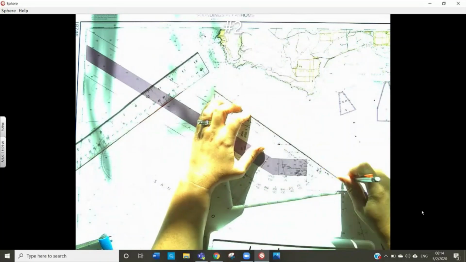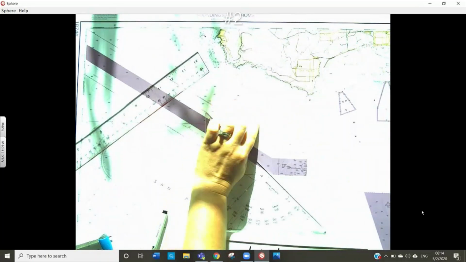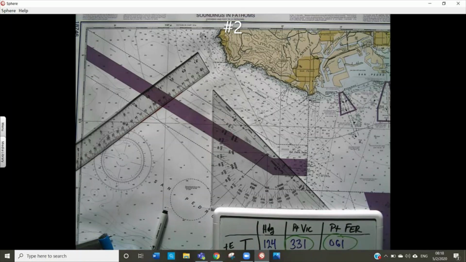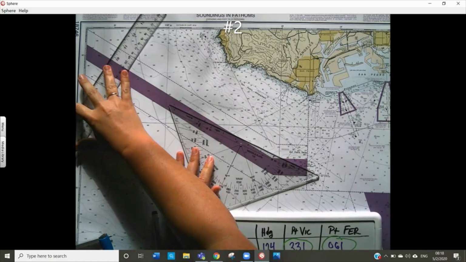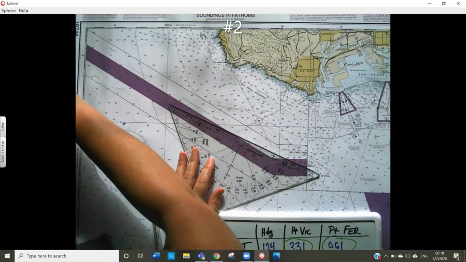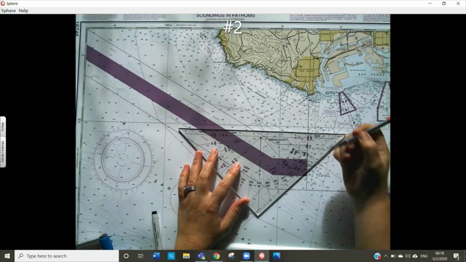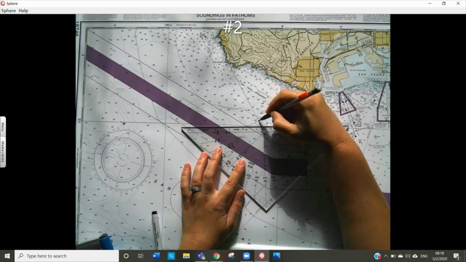So there I have my course line. Okay, back to normal lighting. Next up is to find the position of that location. So in order to find the position, again, I'm going to use my triangle, put in my lat and longs.